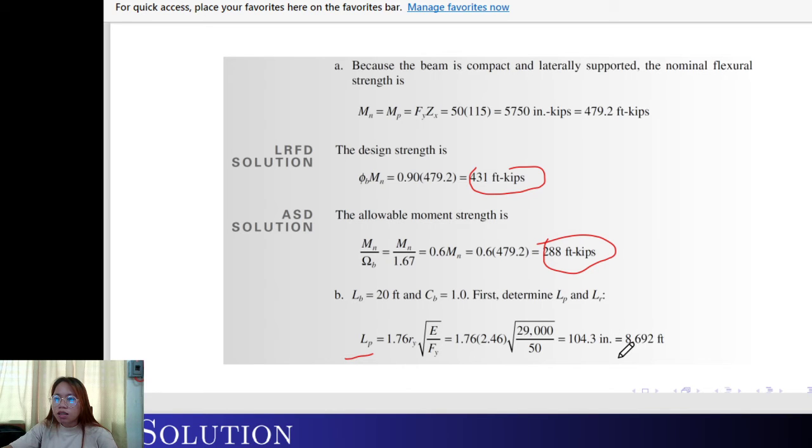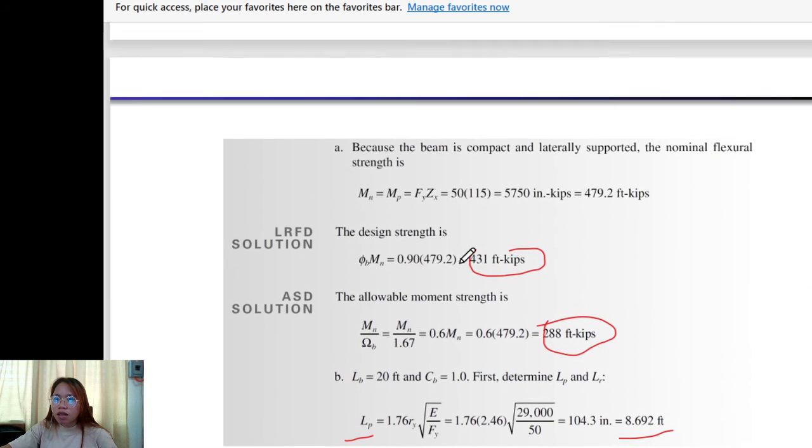So, the value for L sub p, since we have to determine L sub p and L sub r to see in which range it falls, whether in the no instability region, the inelastic region, or the elastic region. From this, L sub p is equal to 8.692 feet.